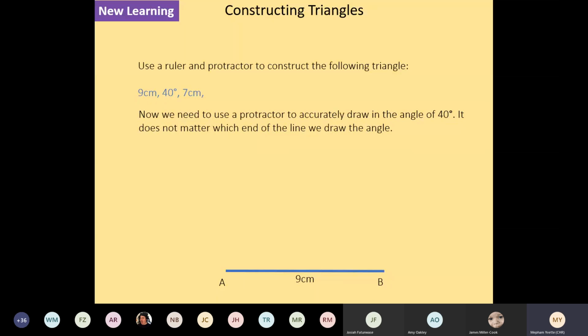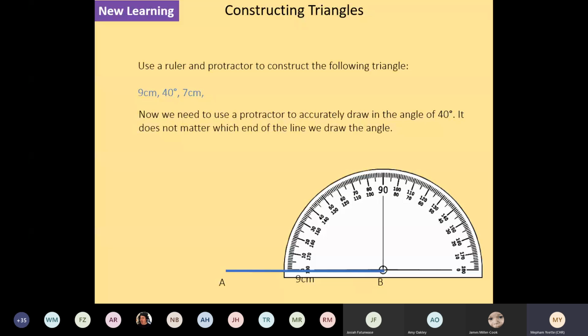Now, we need to use a protractor to accurately draw in the angle of 40 degrees. So it doesn't matter if you draw this from point A or from point B. It really doesn't matter, so long as you can use your protractor to measure the angle accurately.